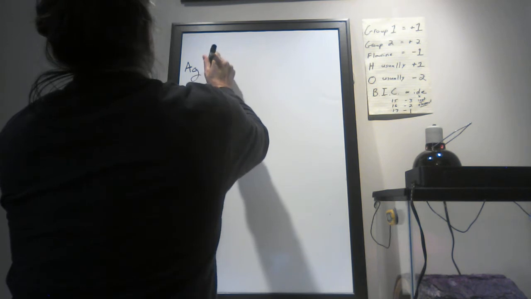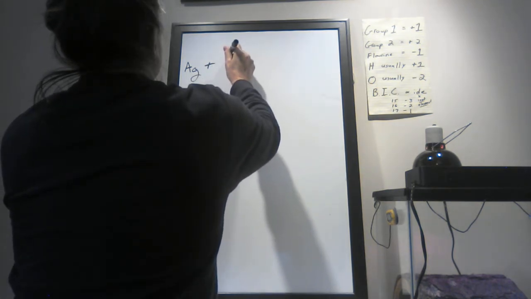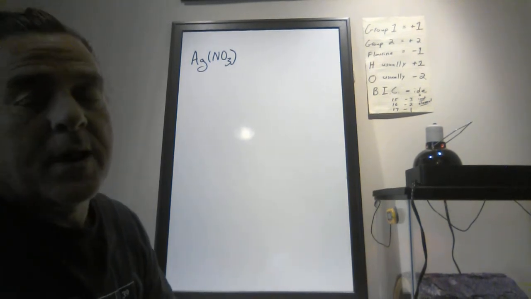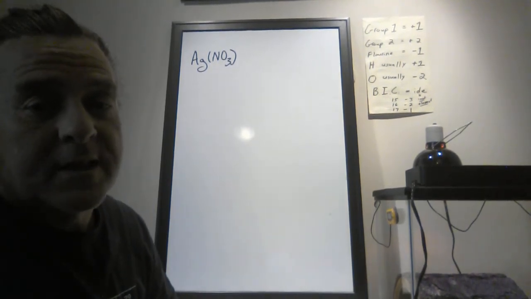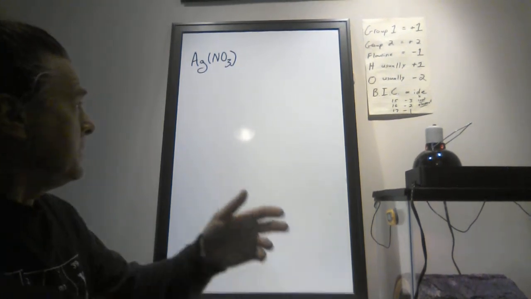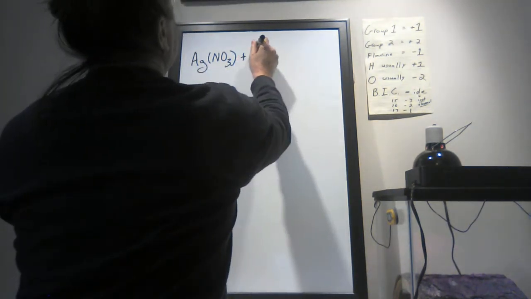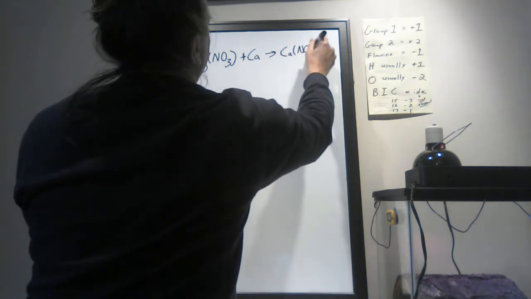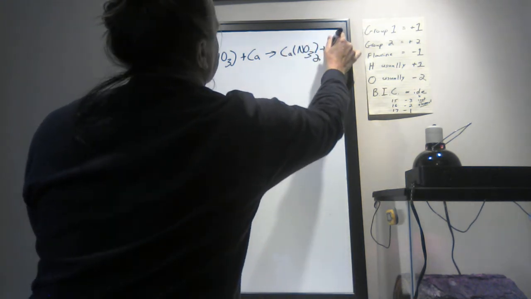AG plus, actually, the AG would come out. It's got to be the other way around. Sorry. AG parentheses NO3. The parentheses is not necessary in this one. I put the parentheses in there so you can more clearly see that it is a polyatomic ion, make the problem a little bit more followable for you as a single replacement. Plus Ca yields Ca(NO3)2 plus Ag. Okay.